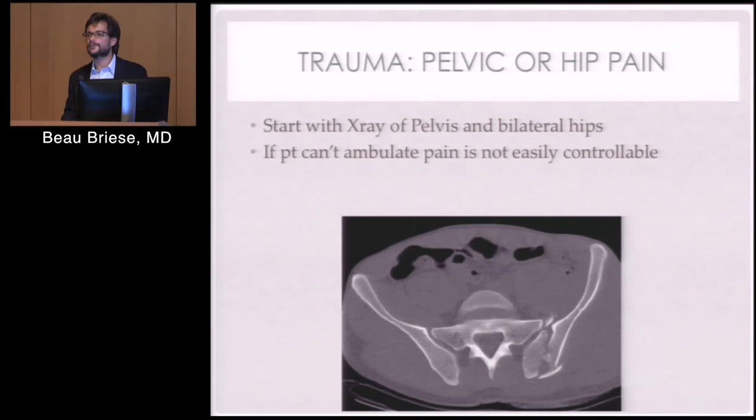Get a CAT scan. I've had one case where I had a completely normal x-ray, and they were fine. Came back a week later, the pain just kept getting worse. We got a CAT scan, there was a fracture there on the CAT scan, but you couldn't see it on the x-ray. So it's very important, if they can't walk, even if they had no pain when they left, get a CAT scan, go to the higher level.